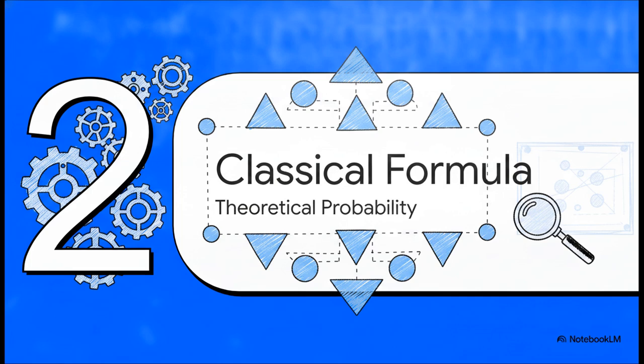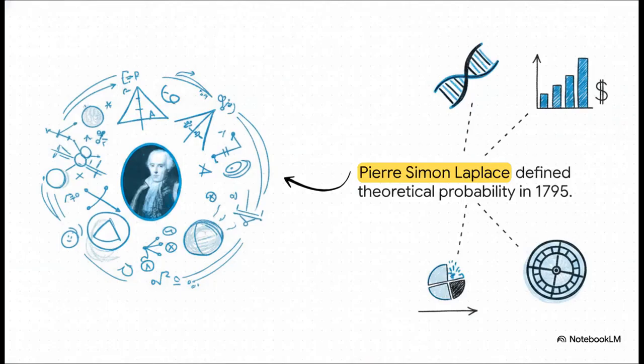Moving right along to section 2, the classical probability formula. Let's get into the theoretical side. The absolute greatest single contribution to this foundational branch of math came from this man right here, Pierre-Simon Laplace, way back in 1795. He's the one who formalized the theoretical approach, handing us a tool that we literally still use today for everything from mapping genetics to predicting the economy.